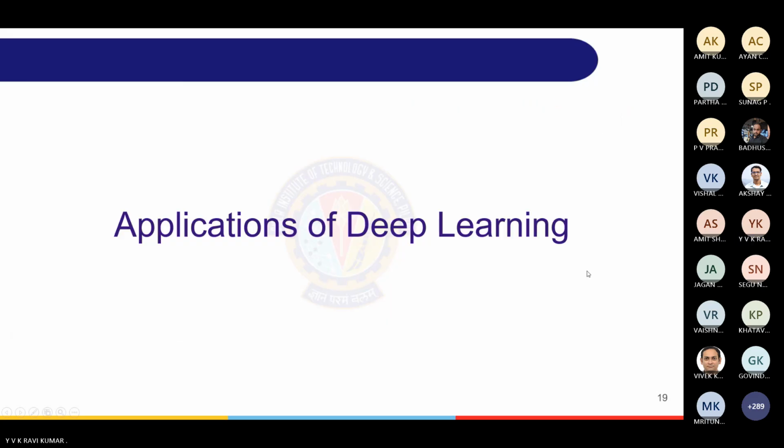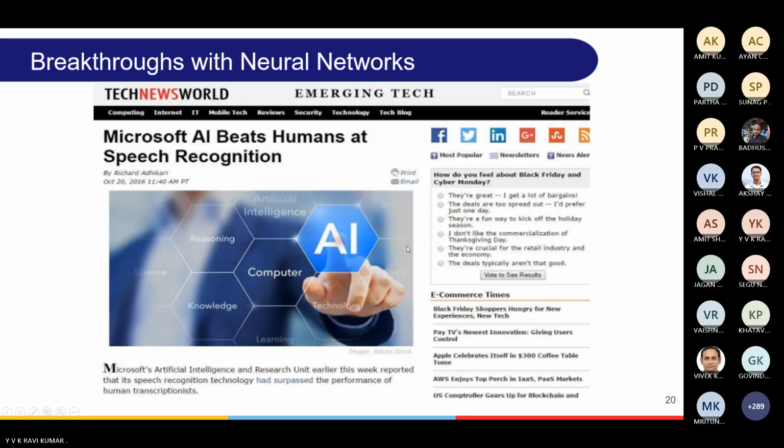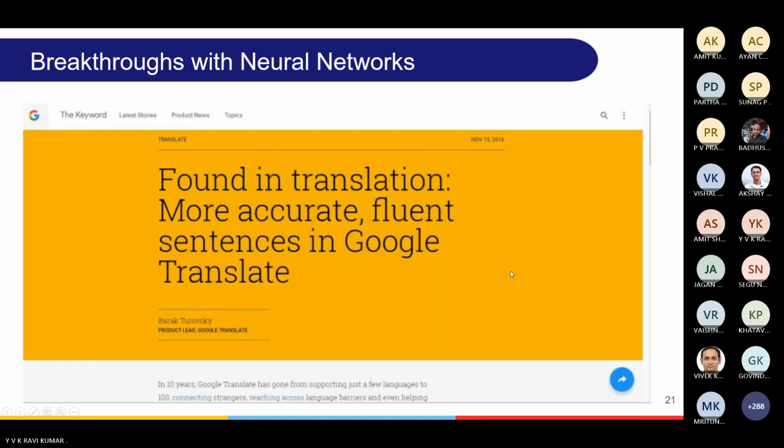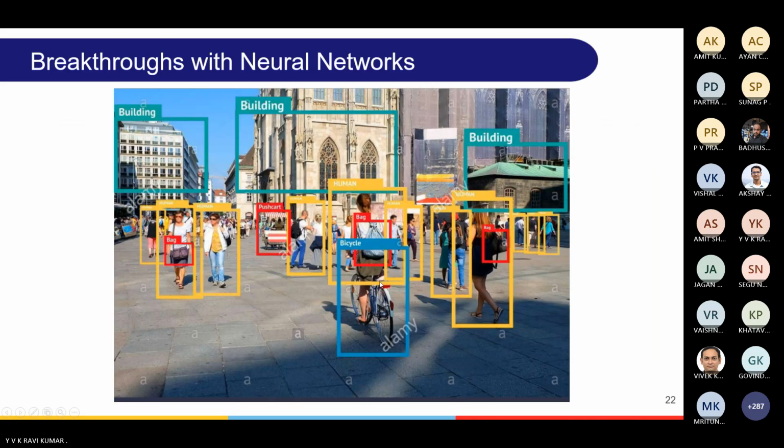Right? Okay, applications of deep learning. I think many are there now. Now I think it is common, right? So one is speech recognition, right? And this is machine translation, which we have been using. What is this all about? Image classification. Object detection.